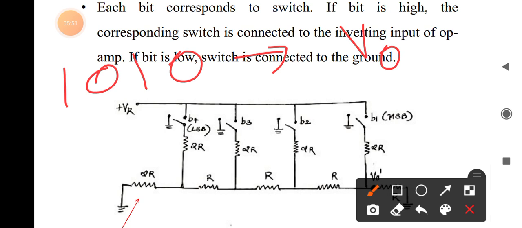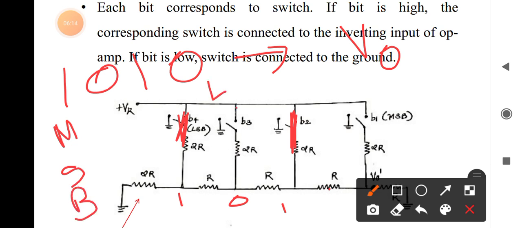So then what I have to do, I have to switch on this B4, then switch off this B3, switch on this B2. So close this switch B4 and B2 and open this switch B3 and B1. So why it is 1010? So this is MSB, this is LSB.